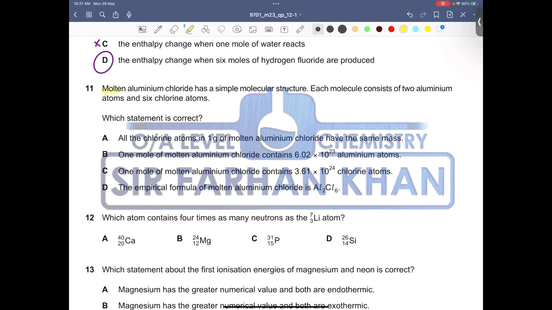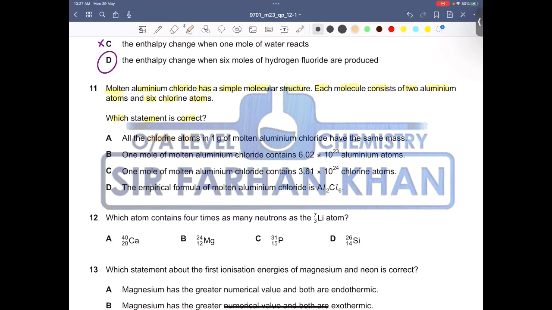Question number 11. Molten aluminum chloride has a simple molecular structure. Each molecule consists of 2 aluminum atoms and 6 chlorine atoms. Which statement is correct? Okay. All the chlorine atoms in 1 gram of molten aluminum chloride have the same mass. I don't think so.